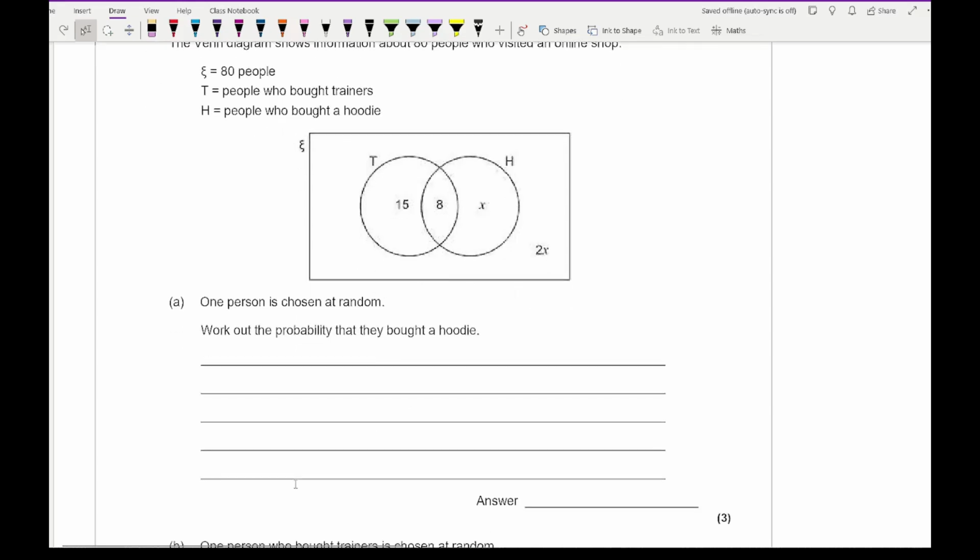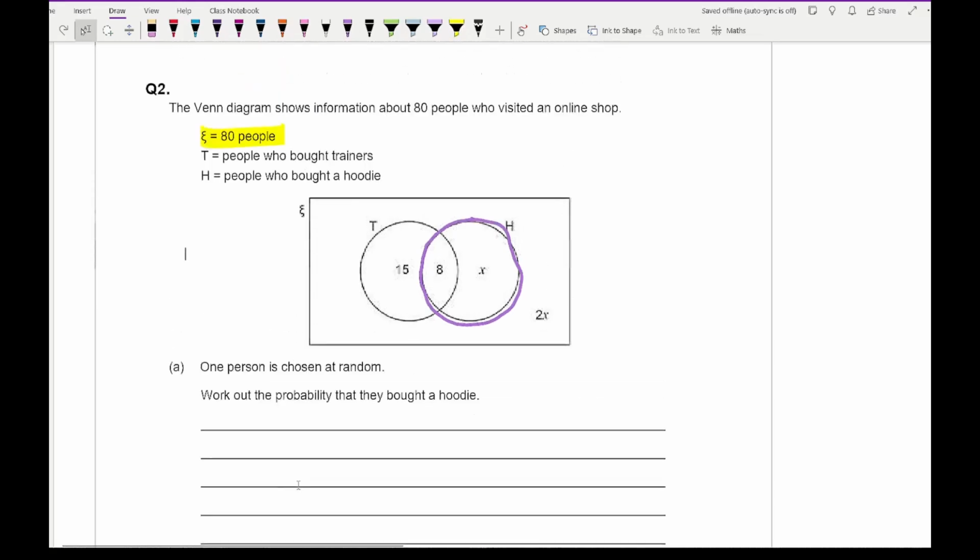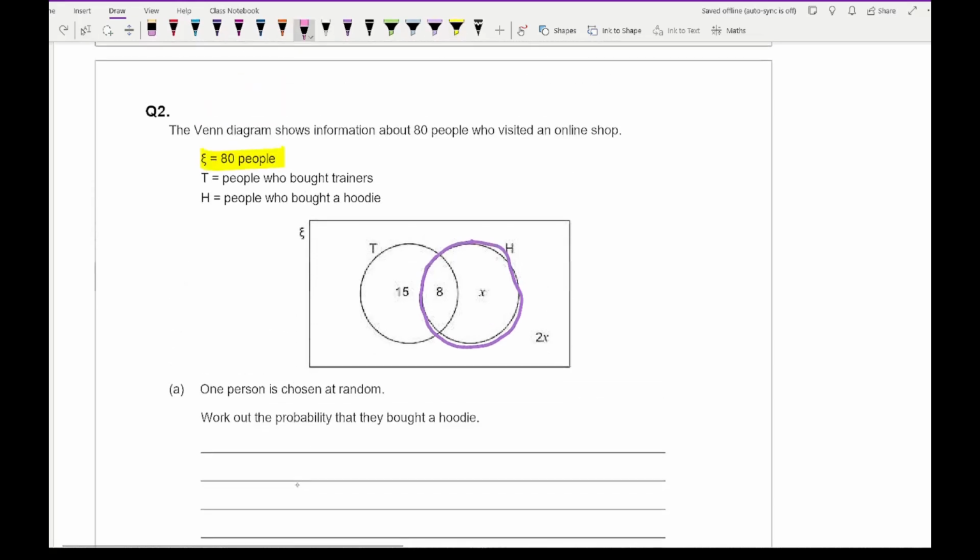So for part A, it says one person is chosen at random, work out the probability that they bought a hoodie. So what we're wanting is to know the total amount of this circle here. Now, as we know that all the numbers need to add up to give us 80. So from this, what we then need to do is add up all the numbers that we know. So we've got 15 plus 8 plus x plus 2x, and that all adds up to 80. So simplifying the expression, we get 3x plus 23 equals 80.